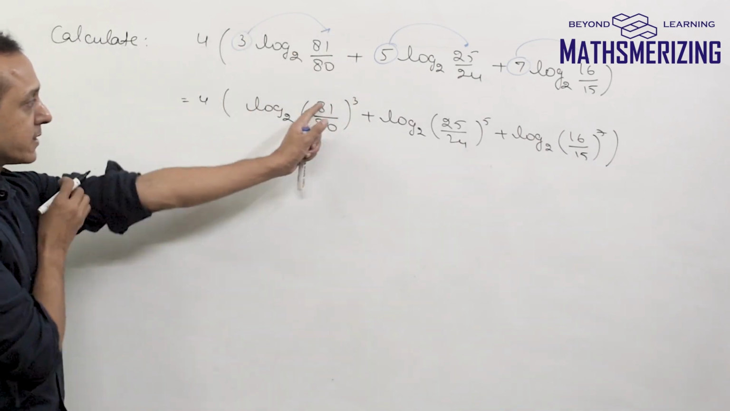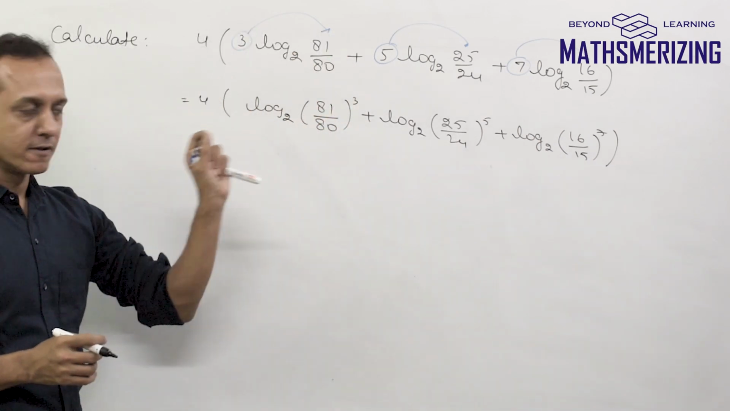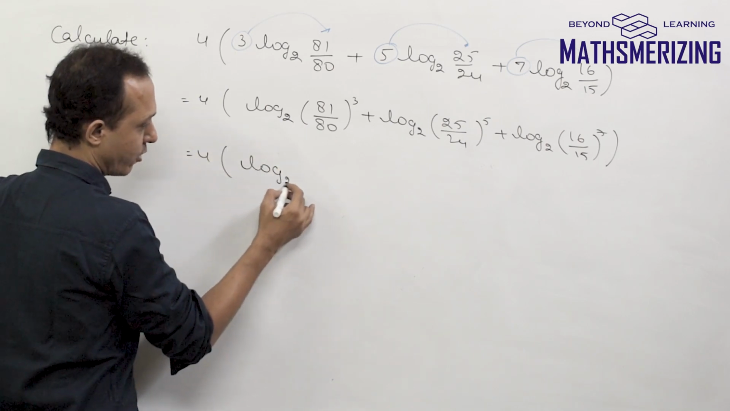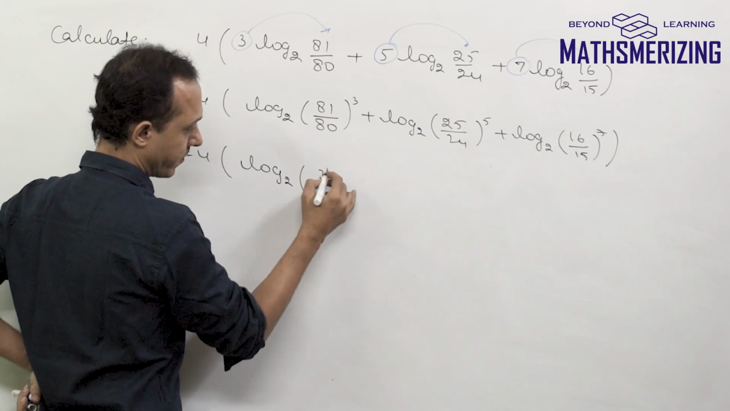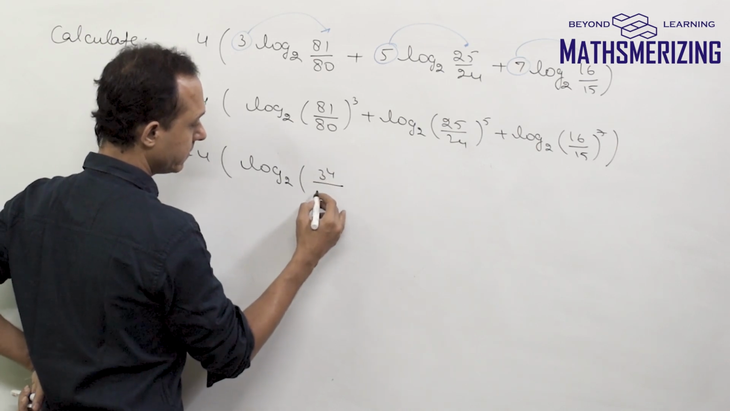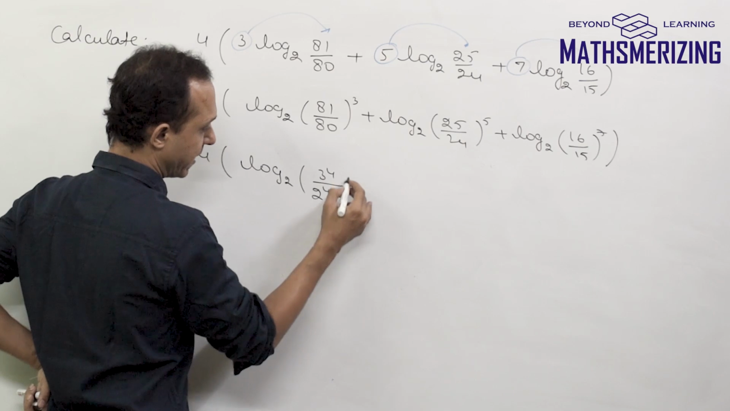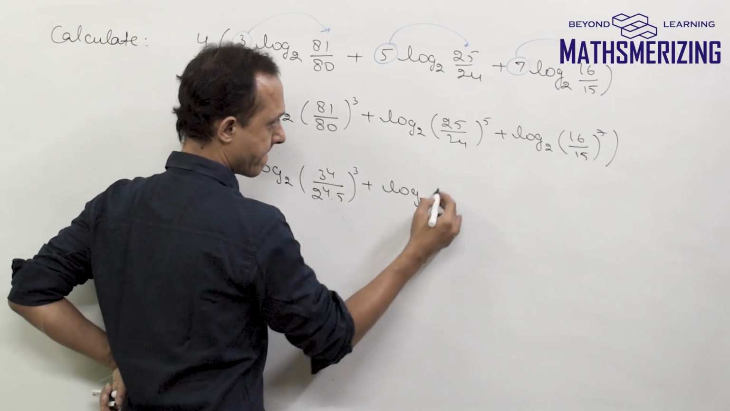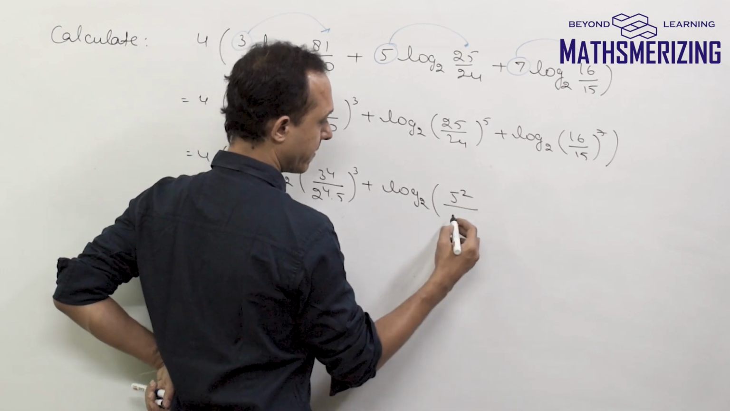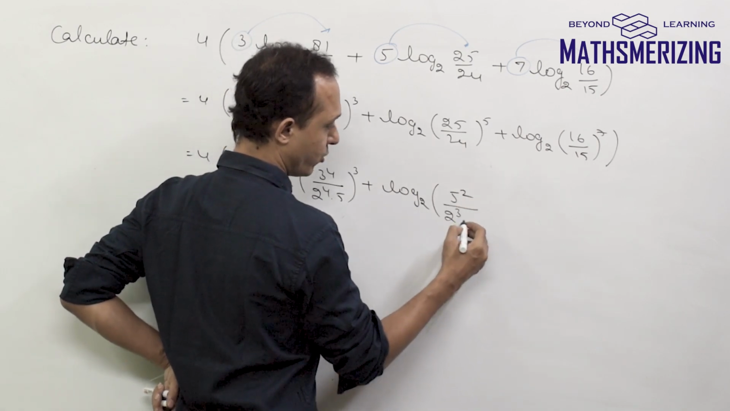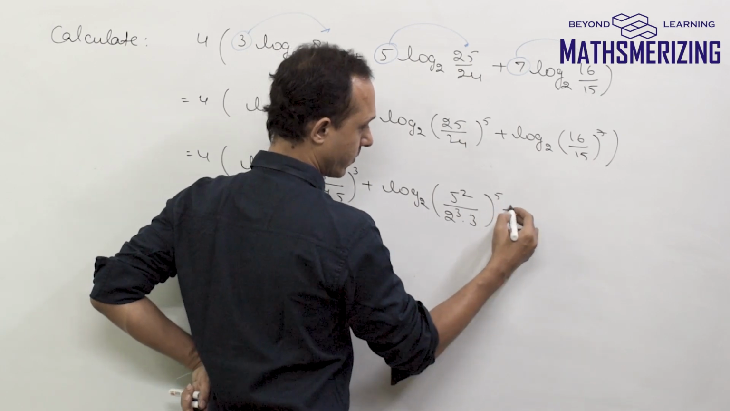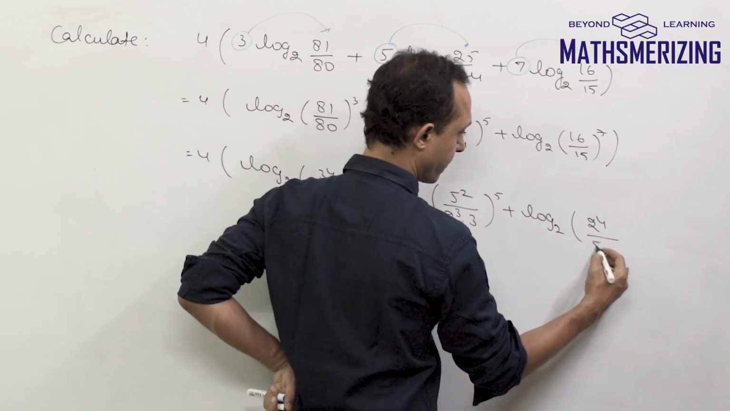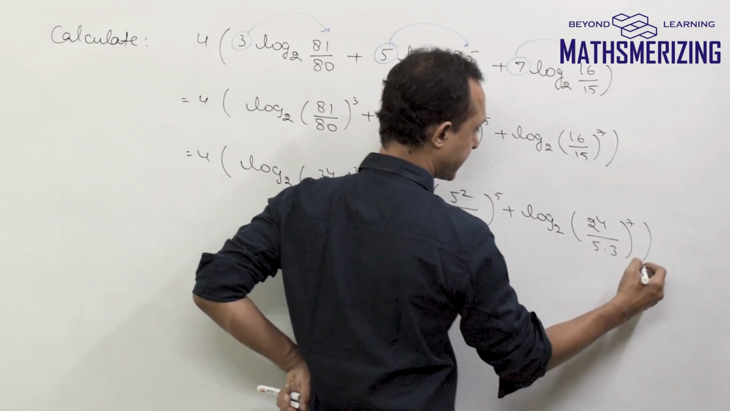And what I'll also do is, I'll express each number as powers of prime. So I can write it as 4 log 2, and this is 3 to the power 4 upon 2 to the power 4 into 5, 5 square upon 2 cube into 3, and then this is to the power 4, 5 into 3 to the power 7.